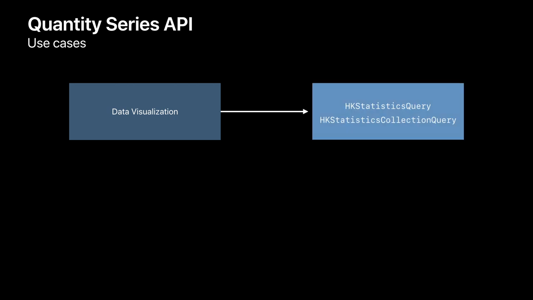Let's say you're interested in data visualization. Your app requires complex charting or graphs, and you're trying to really visualize the data that your users have in a beautiful way. We actually suggest that you continue using our HKStatisticsQuery or our HKStatisticsCollectionQuery. Those are pre-existing queries that do just this. You have access to really fine-grained, rich data, and these queries will already get the fine-grained data on our new series samples, so you won't have to do any extra work to get those details.